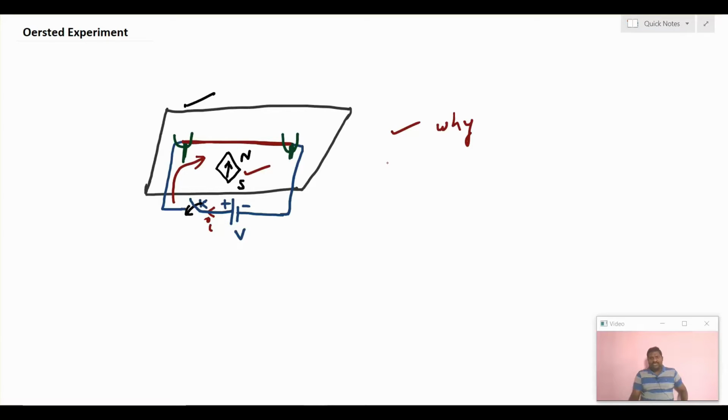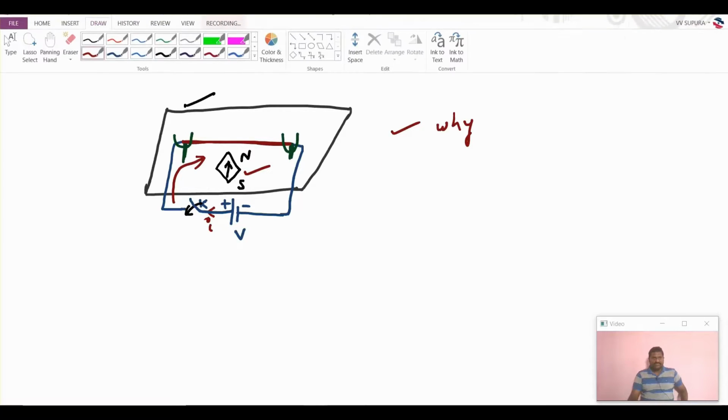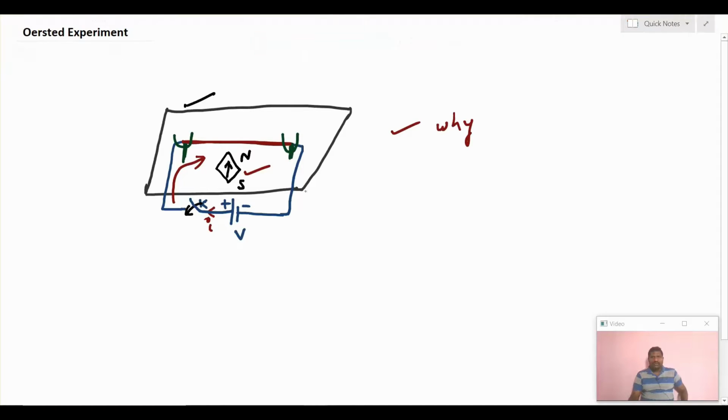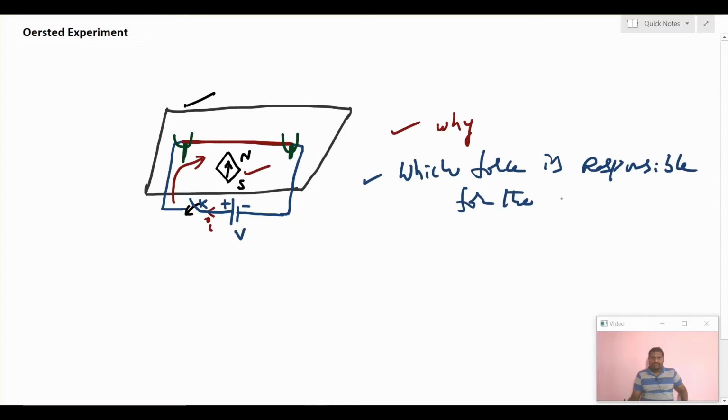The question is, which force is responsible for the deflection? Or does any current carrying conductor apply any force here?